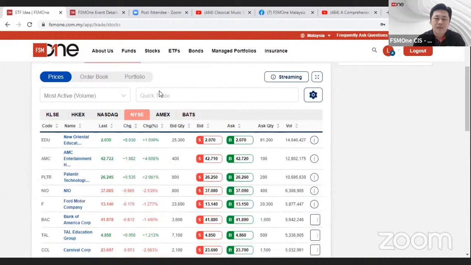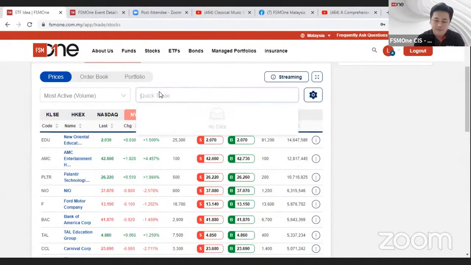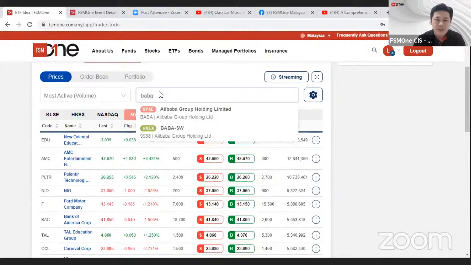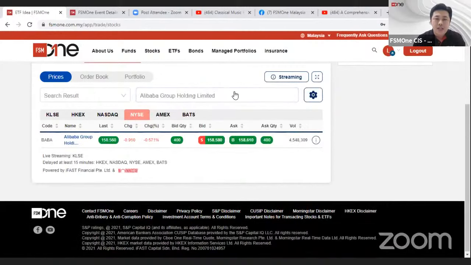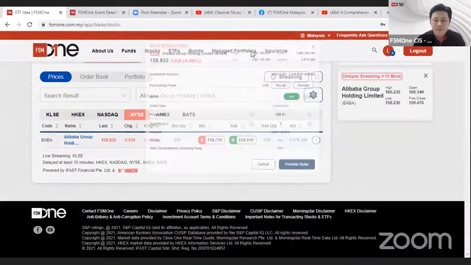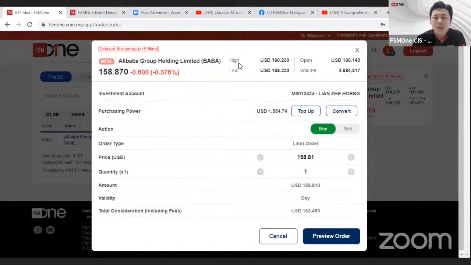For example, if I want to buy Alibaba stock, I can search using the quick trade function, and then I am able to click buy or sell over here. If I click buy, this will be the order page that you can check over here. Purchasing power will be the available balance that you are able to use to buy in the US market. It will show in the respective currency.